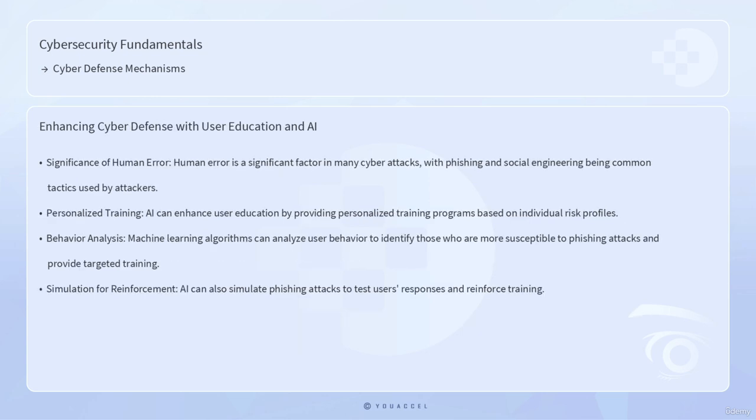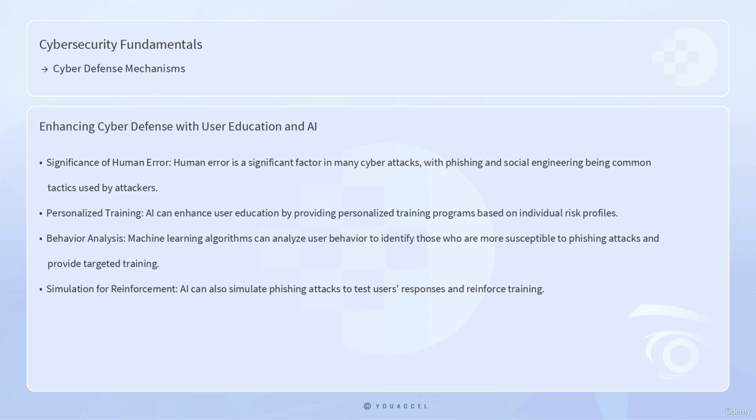User education and awareness are fundamental to an effective cyber defense strategy. Human error is a significant factor in many cyber attacks, with phishing and social engineering being common tactics used by attackers. AI can enhance user education by providing personalized training programs based on individual risk profiles.